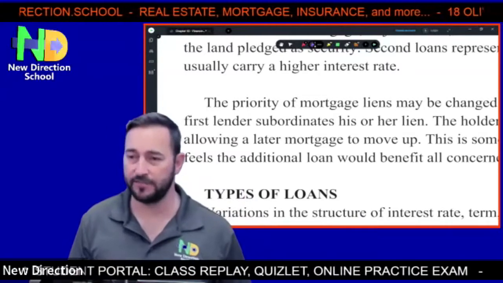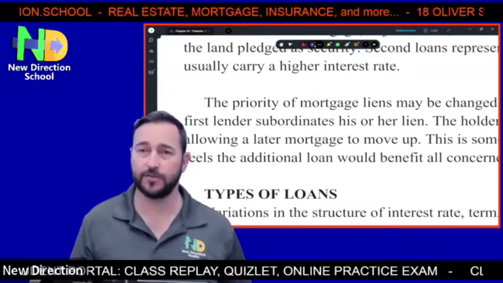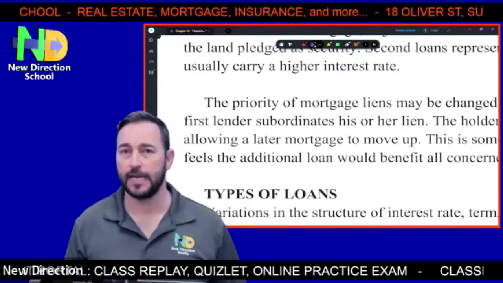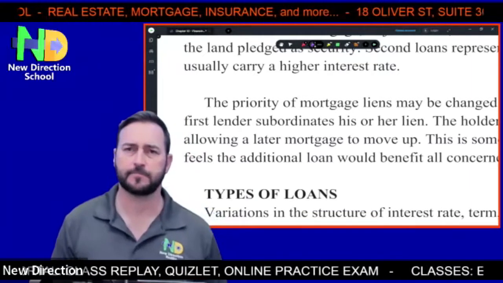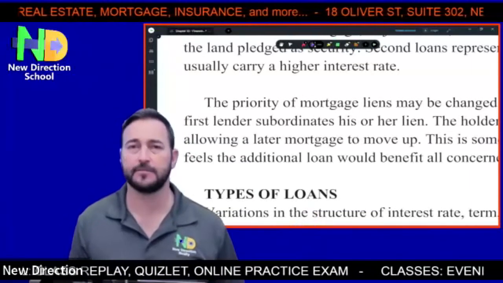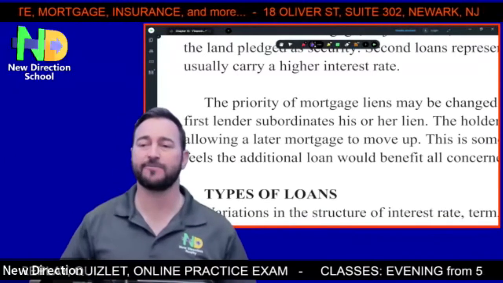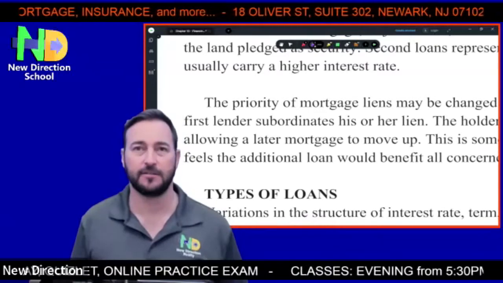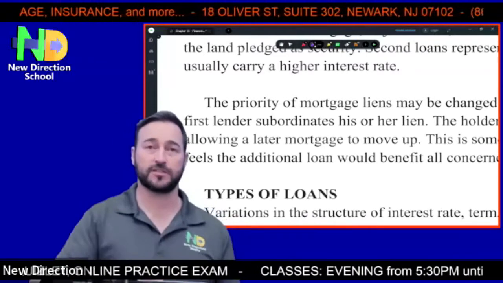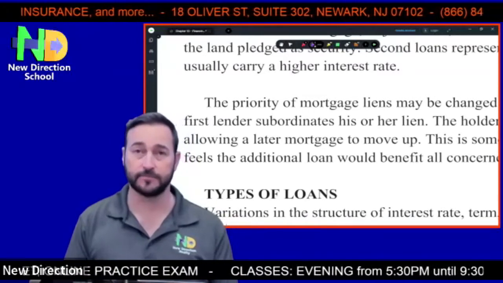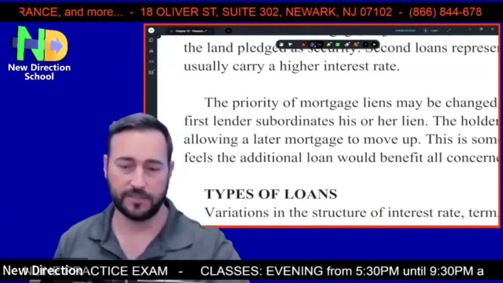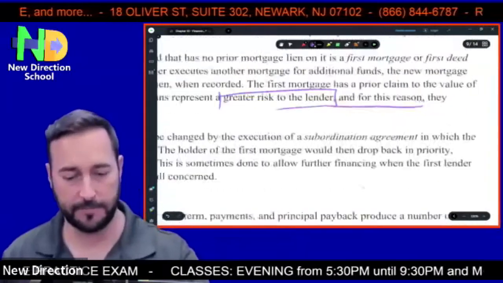How will Emily benefit? Because if property value goes up, and let's say Connie fails to pay, when we go to foreclosure, there's enough money for all of us to get paid, instead of the risk of not getting paid at all, right? So this is called a subordination agreement.